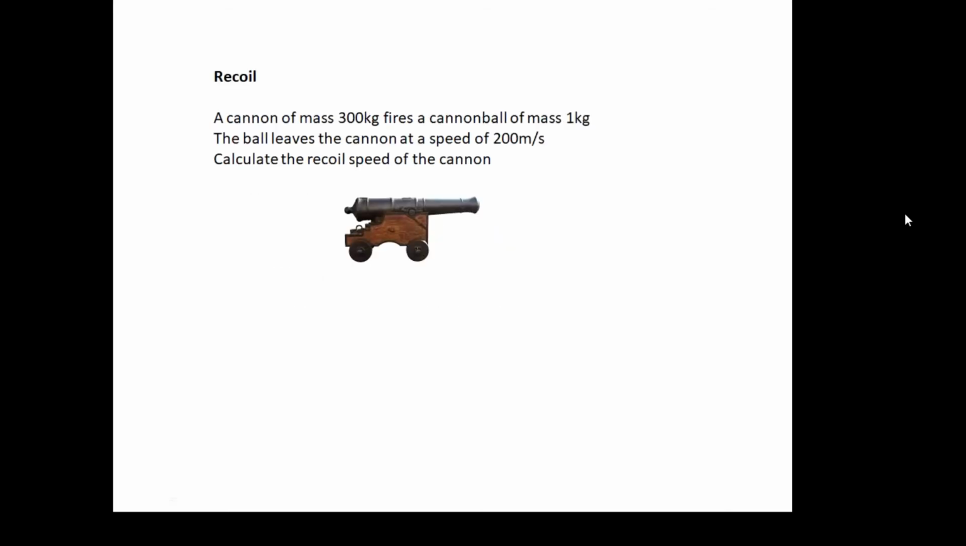Recoil, another application of momentum, is if this cannon fires a cannonball, the cannonball will gain momentum in one direction, the cannon will gain momentum in the opposite direction, and we can work out the recoil velocity of the cannon. Okay, if we say the total momentum before is 0, so the total momentum after is 0, and we've got the recoil velocity of the cannon.